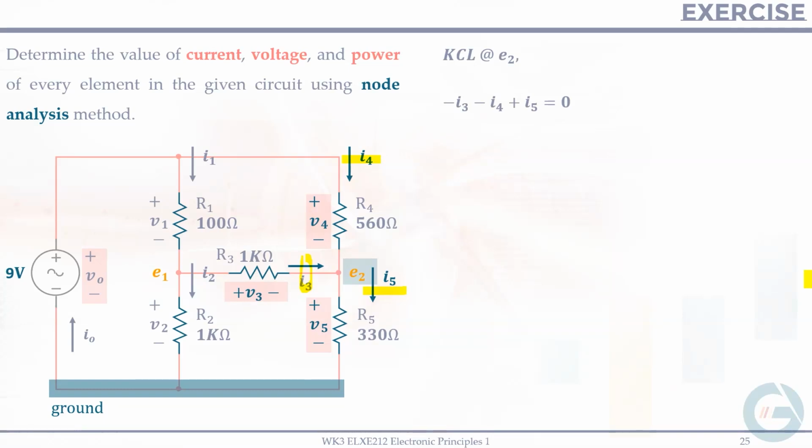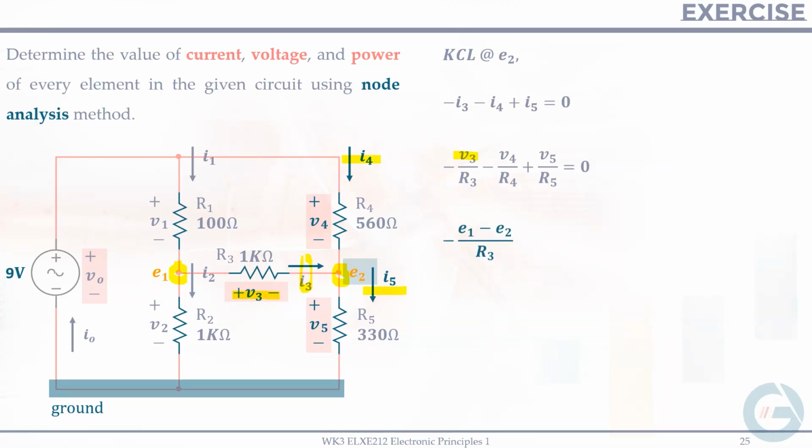Okay, so with the same method we will express in terms of voltage and resistance. I3 is negative V3 over R3. I4 is V4 over R4, and I5 is V5 over R5, so the summation is equivalent to 0. Next, let's apply the node voltage concept, V3. This one is the difference between E1 and E2, so we have negative (E1 minus E2) over R3.